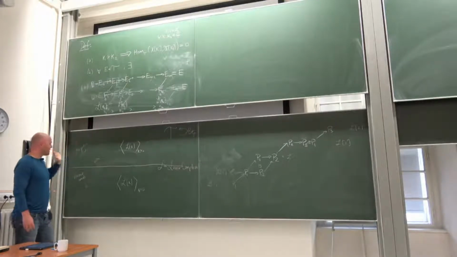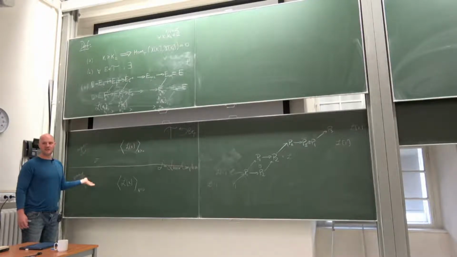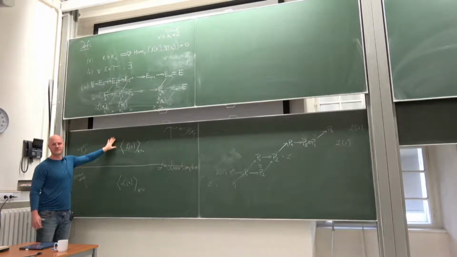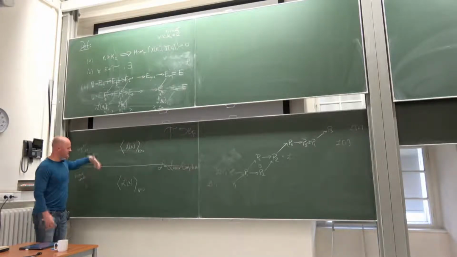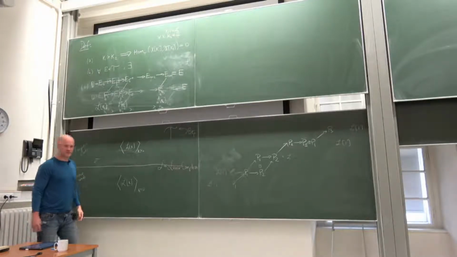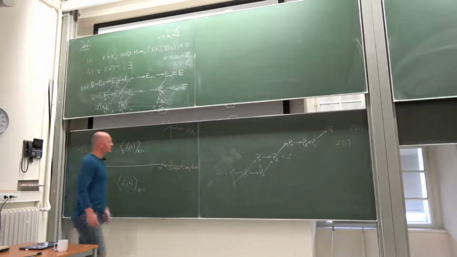But this particular T structure was important because it was nicely compatible with the action of the positive and negative braid monoids. The negative braid monoid has the tendency to move you in this direction. In particular, it preserves this part of the T structure. And the positive braid monoid has the tendency to move you in this direction. In particular, it preserves this part of the T structure.